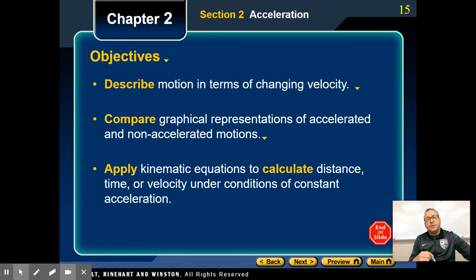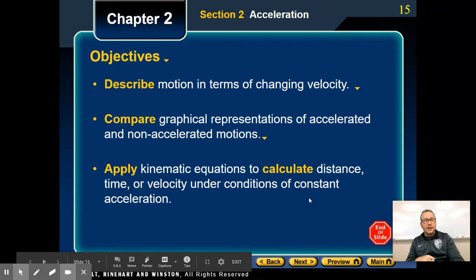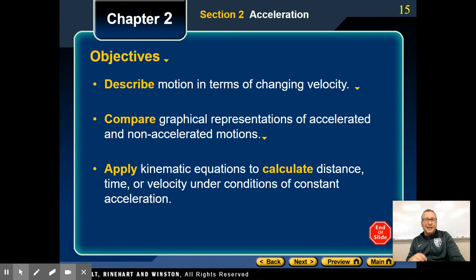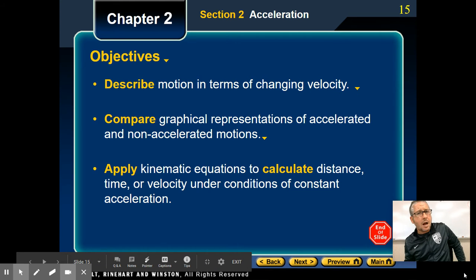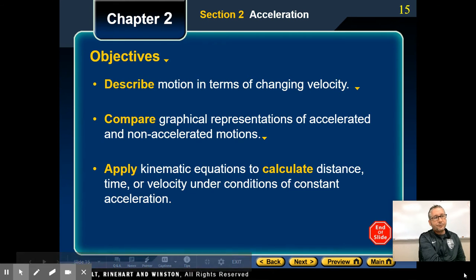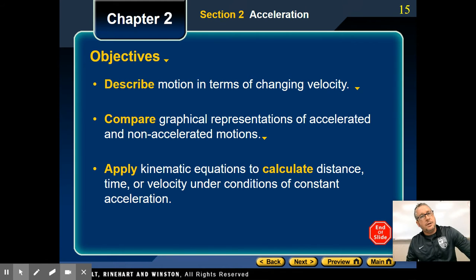All right, so throughout this section, here are the objectives. Describe motion in terms of changing velocity. Again, not a new term. Compare graphical representations of accelerated and non-accelerated motions. That's an interesting thing we're going to cover today. And apply kinematic equations to calculate distance, time, velocity under conditions of constant acceleration. Right there, that little statement right there: constant acceleration. Okay? That's a big deal. That's a big clue in the problems that we're going to work on that we need to make sure we pay attention to. Most of them will say constant acceleration or it's understood, okay? So let's begin our discussion.